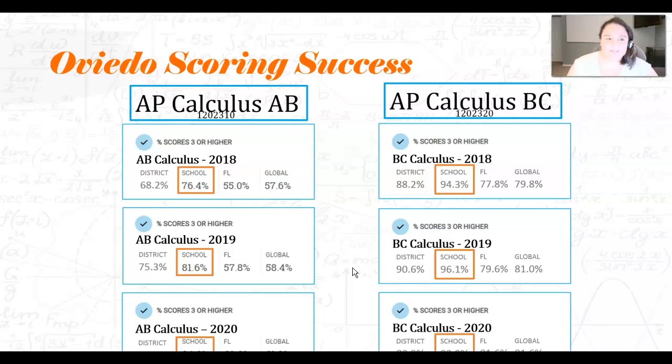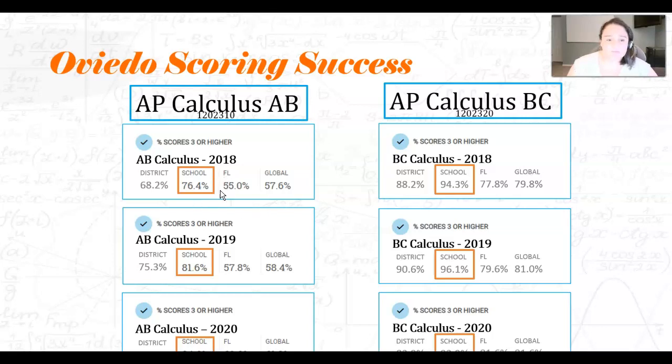I believe we're very successful here at Oviedo. Our scores speak for themselves. When you look at our school scores compared to the district, Florida, or global percentages, we score much higher than any of them. We are a very successful program. We work very hard to make sure our students have the best chance to score and earn college credit.